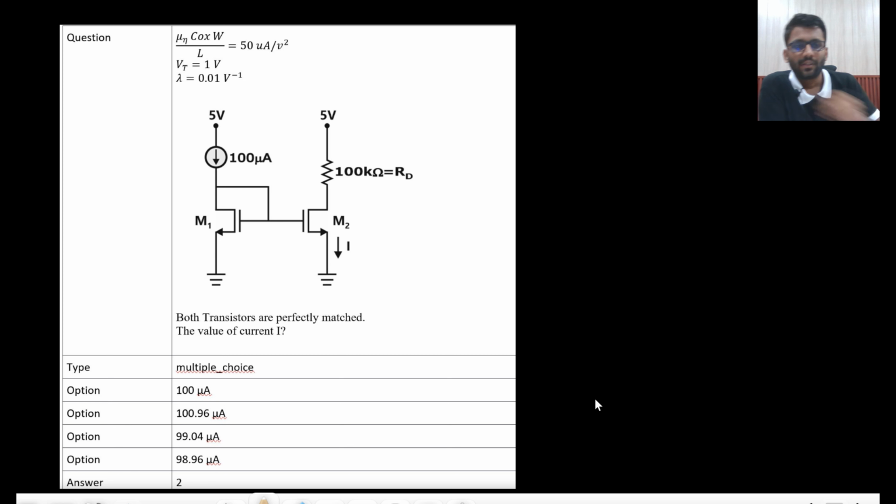Okay. Now see this question. Both transistors are perfectly matched. What do you mean by perfectly matched? They have the same mu and VT, same lambda. Okay. So what will be the value of current I?